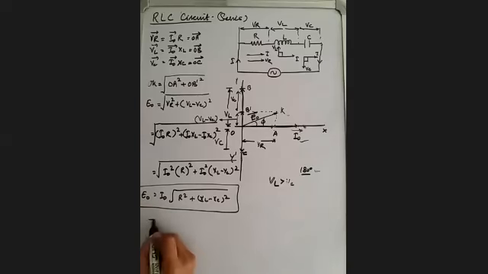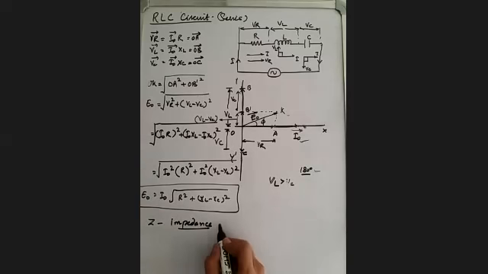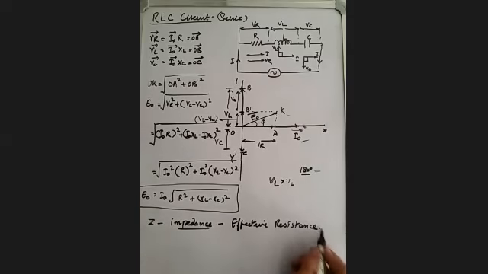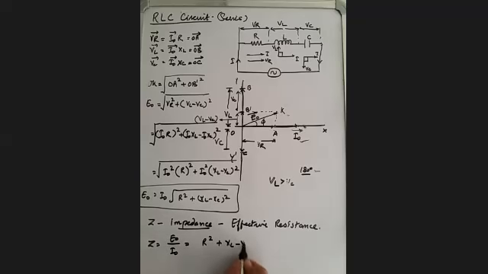Now the impedance is represented by Z. So Z represents the effective resistance of this RLC circuit. The effective resistance of this RLC circuit is called impedance, represented by Z. So Z is equal to E naught divided by I naught, which is the square root of R square plus (XL minus XC) whole square.